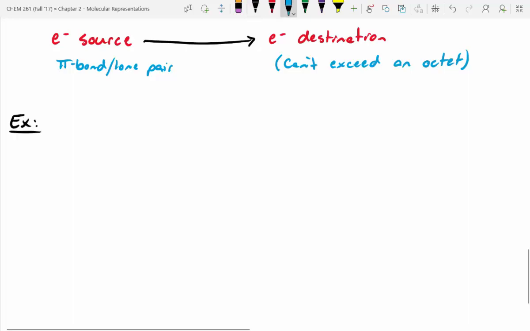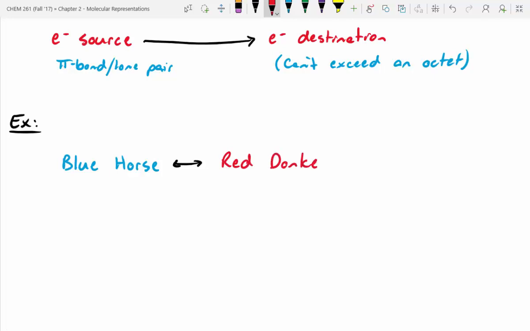So the first one I like to show people is with the blue horse. Is in resonance with a red donkey. And because they're in resonance, I have to bracket them, and I have to use that double-headed arrow. And what would their hybrid structure look like? What happens when a horse breeds with a donkey? You get a mule. What color should the mule be? A purple mule.